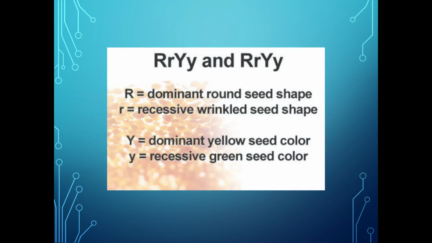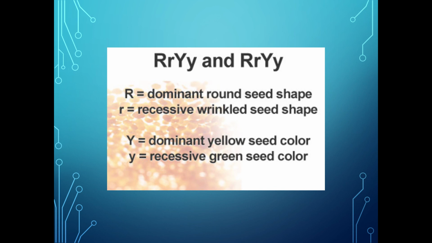All right, so now we're going to analyze the hybrid formation. So just like you can see right here, we have more genes that we need to analyze. We have capital R, dominant round seed shape. We have lowercase r, which will be recessive, wrinkled seed shape. We have capital Y, which stands for dominant yellow seed color. And lastly, we have lowercase y, which is recessive green seed color.